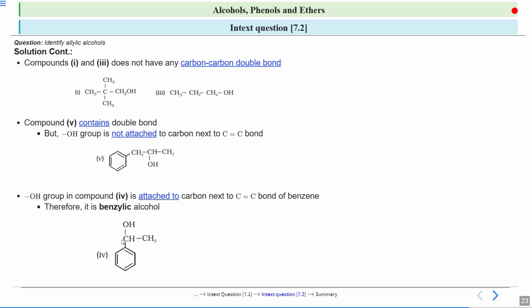On the basis of the concept of benzylic alcohol, this fourth compound is actually a benzylic alcohol, because as per the definition, a hydroxyl group attached to the carbon which is attached to the carbon of a benzene ring is called a benzylic alcohol. So this is not an allylic alcohol, but it is a benzylic alcohol. That's why we cannot say that the fourth compound is an allylic alcohol. So the first, third, fifth, and fourth will not be allylic alcohols, and you can say that the sixth and the second structures are the only allylic alcohols in the given question.